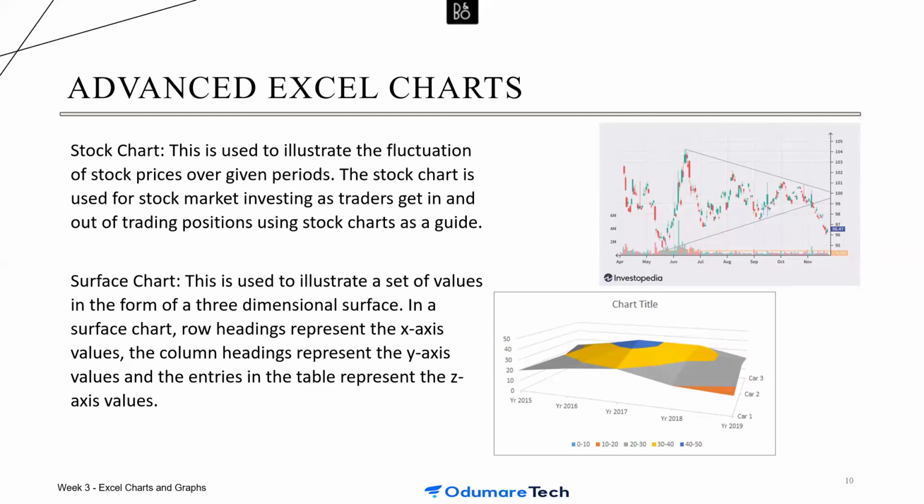And then we have the surface chart, which is used to illustrate a set of values. It's usually in 3D format. It's used to illustrate a set of values in the form of a three-dimensional surface. In a surface chart, the row headings represent the x-axis values, the column headings represent the y-axis values, and the entries in the table represent the z-axis values. So, which means that in all of these advanced Excel charts, you cannot really use just one quantitative data point. It usually starts from 2 to 3 upward, and so on and so forth.